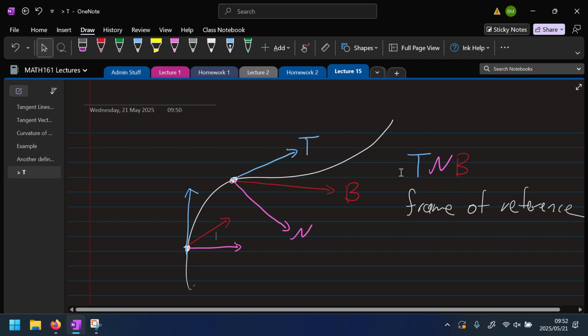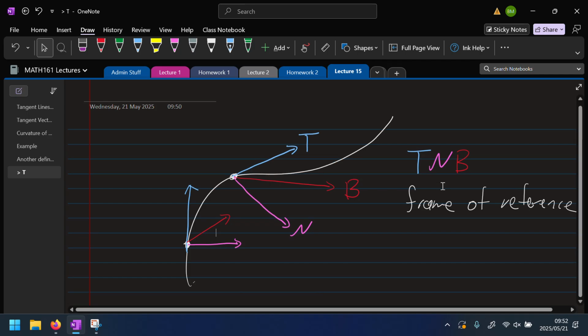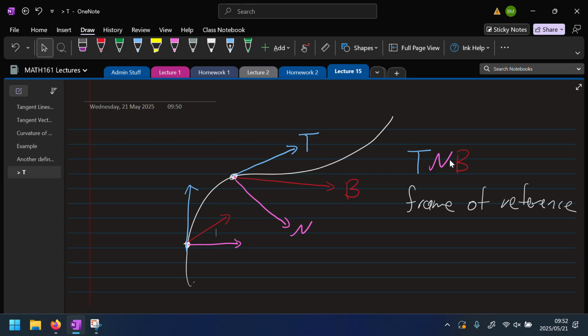We're going to look at these 3 vectors tomorrow. You can check on Wikipedia, it gives you a nice breakdown of this. Just say TNB frame. You should see this, but we'll go through it tomorrow. Then next week, we're going to finish off with parametric curves by looking at the length of the curve. If a particle starts at t equals 0, ends at t equals 10, how far did it actually travel? So what is the length of the curve? That we will cover next week.